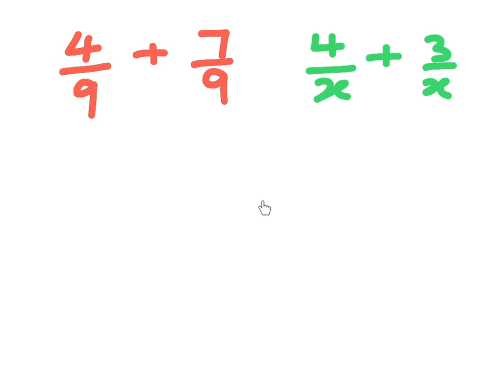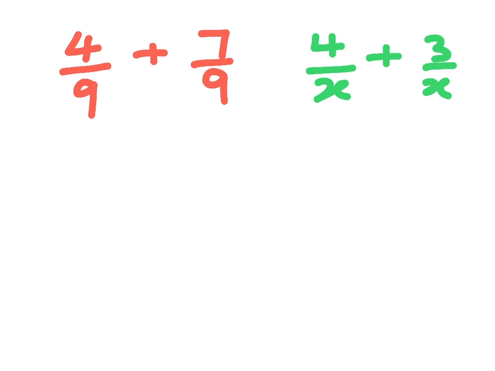So before we go on to add unlike fractions, let's quickly look at a couple of examples for like fractions so that we get our understanding very strong and solid. Okay, so how do we add 4/9 to 7/9? The first thing is that you check the denominator and you see that they are like fractions. So the next step is to go ahead and add them.